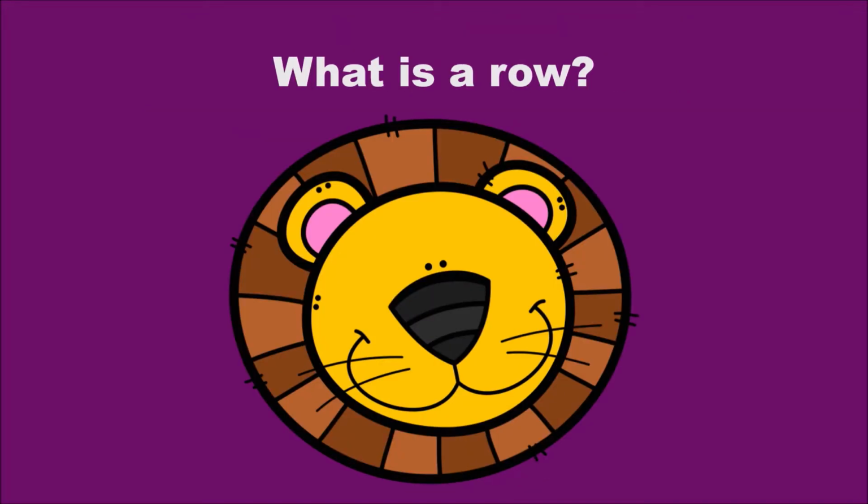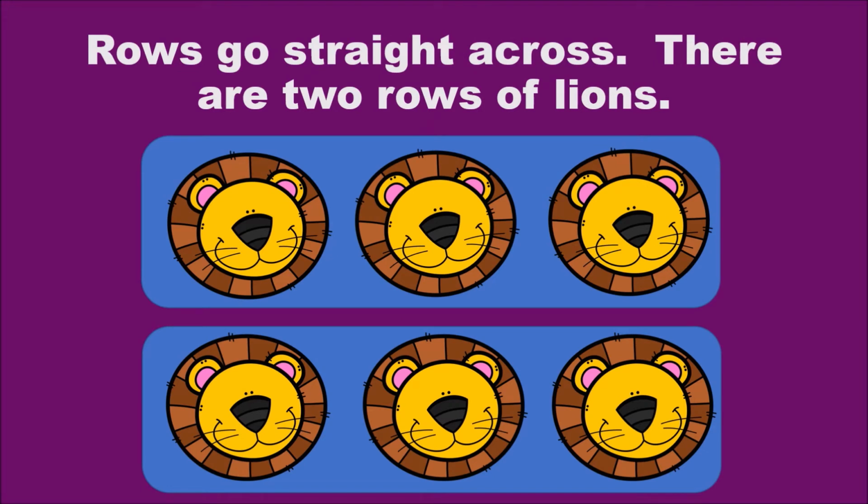What is a row? Rows go straight across. There are 2 rows of lions. I like to think of rows as seats in a movie theater. They go from left to right so everyone in your family could sit together.